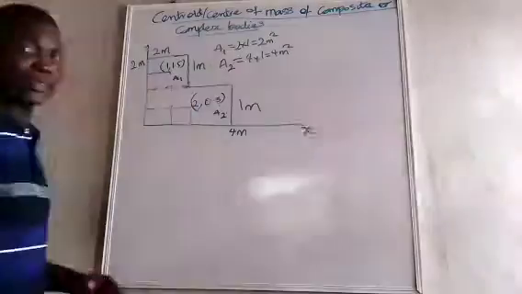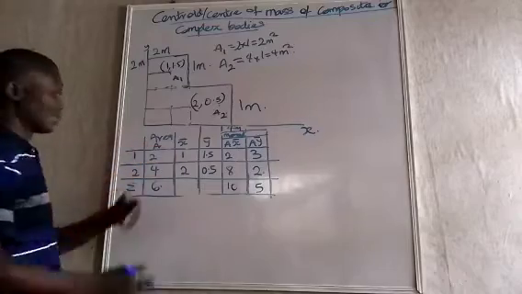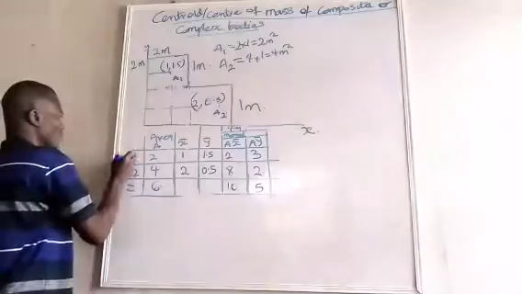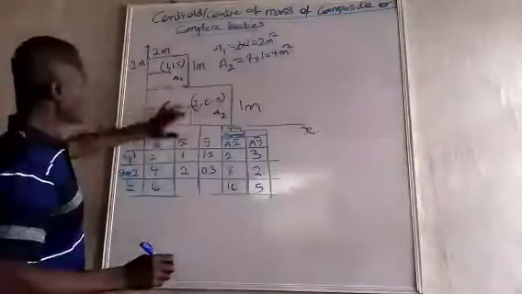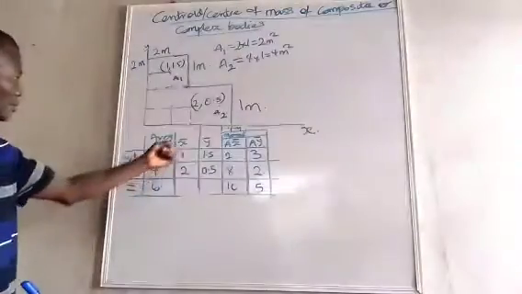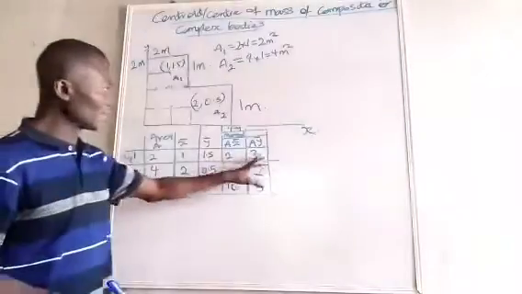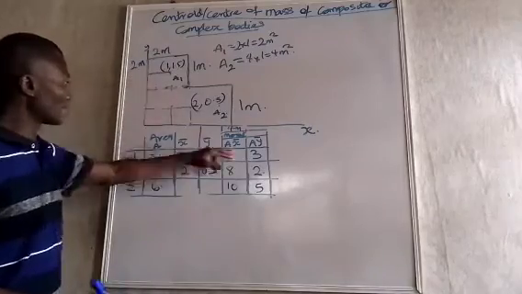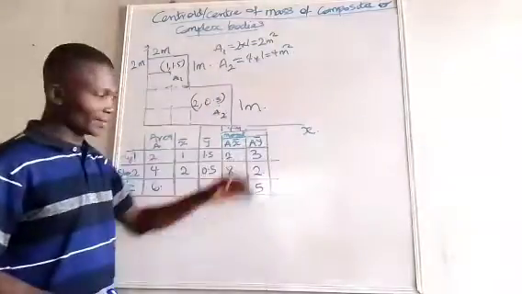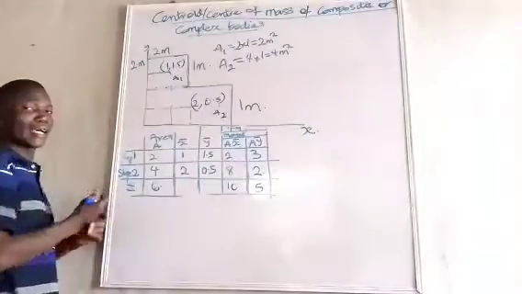Now let's arrange everything in a table for ease. So for ease, I have arranged it in a table. This is shape 1, shape 2. A1, A2, x for 1. These are the centroids. These are the moments about each axis. Moment about axis y, this is it. Moment about axis x, this is it. So now let's find the centroid along the x and y direction.